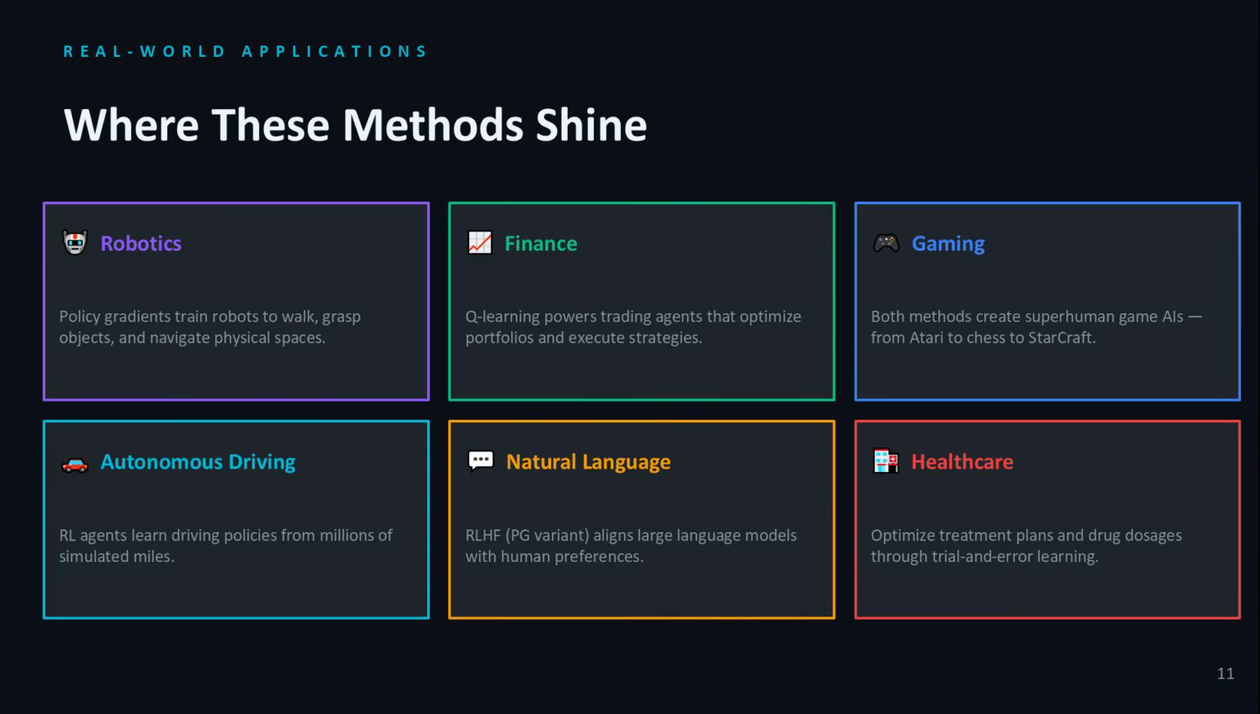What are the applications? Robotics, teaching robots to walk and move. Finance, trading and portfolio optimization. Gaming, superhuman AI players. Autonomous driving, learning to drive safely. Language models improving responses with feedback. Healthcare, optimizing treatments.